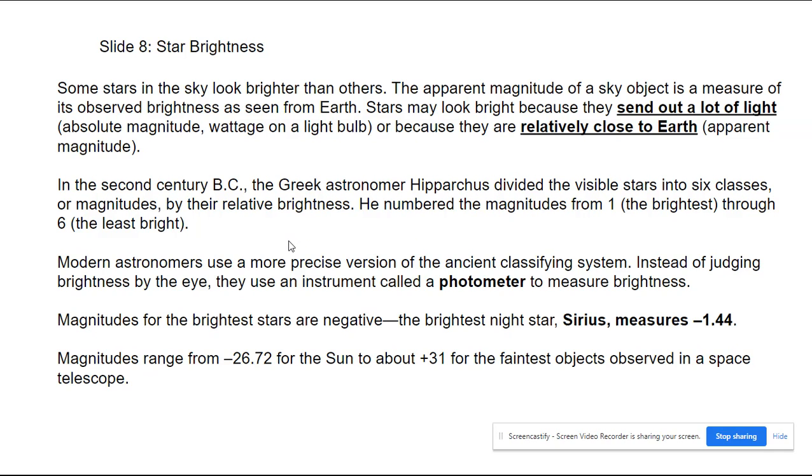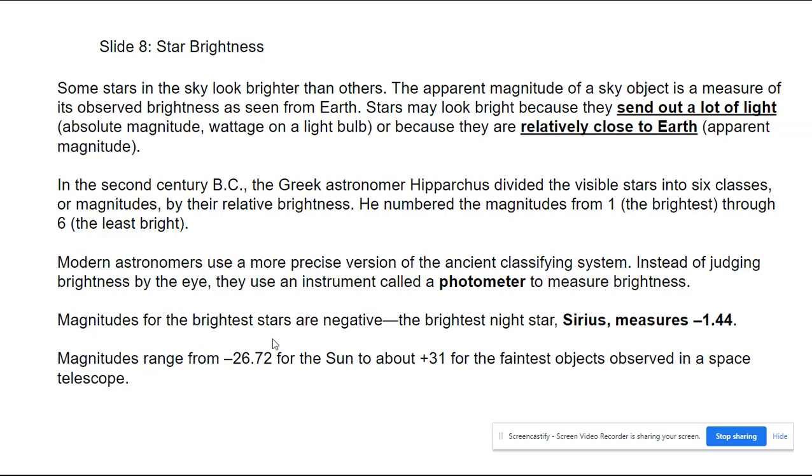Okay. In the 2nd century BC, a Greek astronomer, Hipparchus, divided the visible stars into 6 classes or magnitudes by their relative brightness. He numbered the magnitudes from 1, the brightest, through 6, the least bright. So the more positive it is, the dimmer it is. Okay, the more positive, the dimmer. Modern astronomers use a more precise version of the ancient classifying system. Instead of judging brightness by the eye, they use an instrument called a photometer to measure brightness. And we will do this activity in class as well.